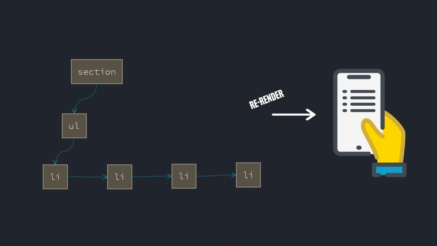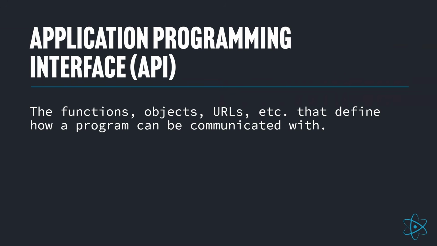API meaning Application Programming Interface. Big word alert. If you're a web developer, you might think of an API as a JSON API, something where you're going out to the internet and getting data. But the term API is really a generic term. It refers to the functions, objects, URLs, whatever it is that define how a program can be communicated with. The DOM can be communicated with via JavaScript. The browser makes that possible.